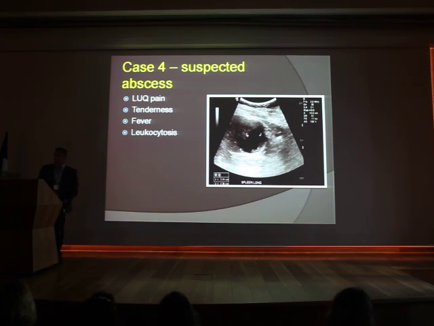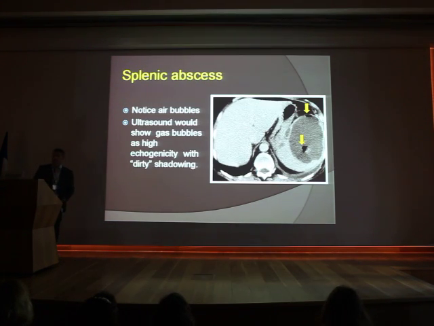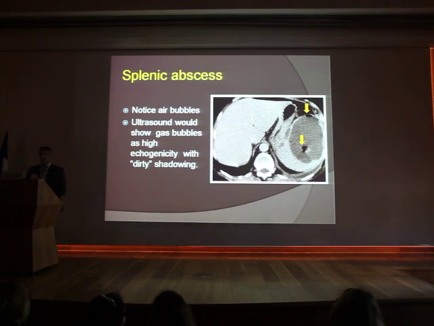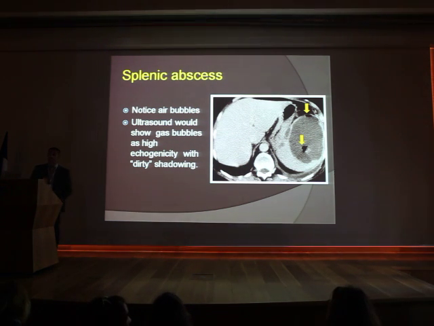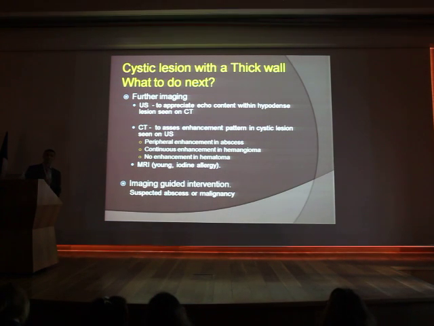Still, it could be a lesion from a different entity, so we can do some other imaging. In this case, we could clearly call it a splenic abscess. Why? Because we see the air bubble within it. In ultrasound, we could sometimes see the air bubbles as a dirty echogenicity with a dirty shadowing. And I think that when we do see air within a lesion with wall thickening, and it is hypoechoic and there is some content within it, then we can clearly call it an abscess. Otherwise, we should do something else.